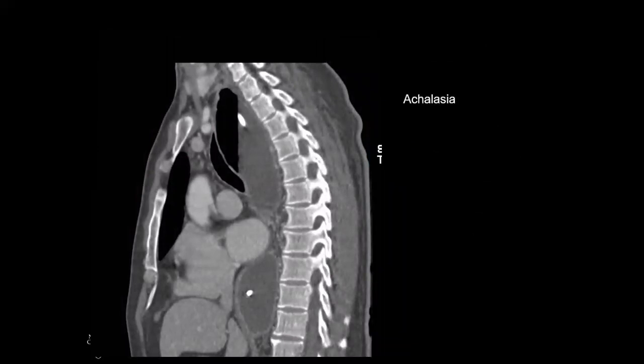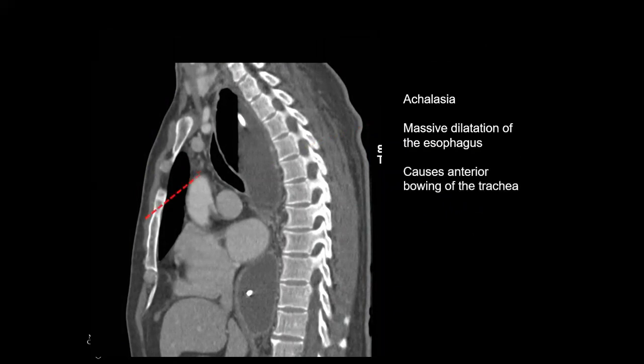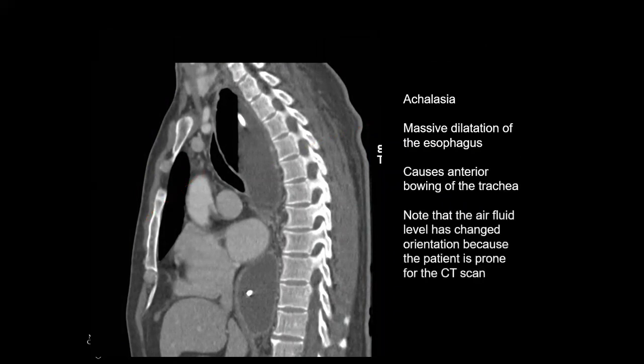We have achalasia, which is a condition that gives you a super dilated esophagus. So this is esophagus, and it causes anterior bowing of the trachea. And note that the air fluid level has changed in orientation from the radiograph to the CT scan, because the CT scan is done with the patient prone, so our air fluid level goes this way. The radiograph is done with the patient upright, so our air fluid level on the radiograph goes horizontally that way.